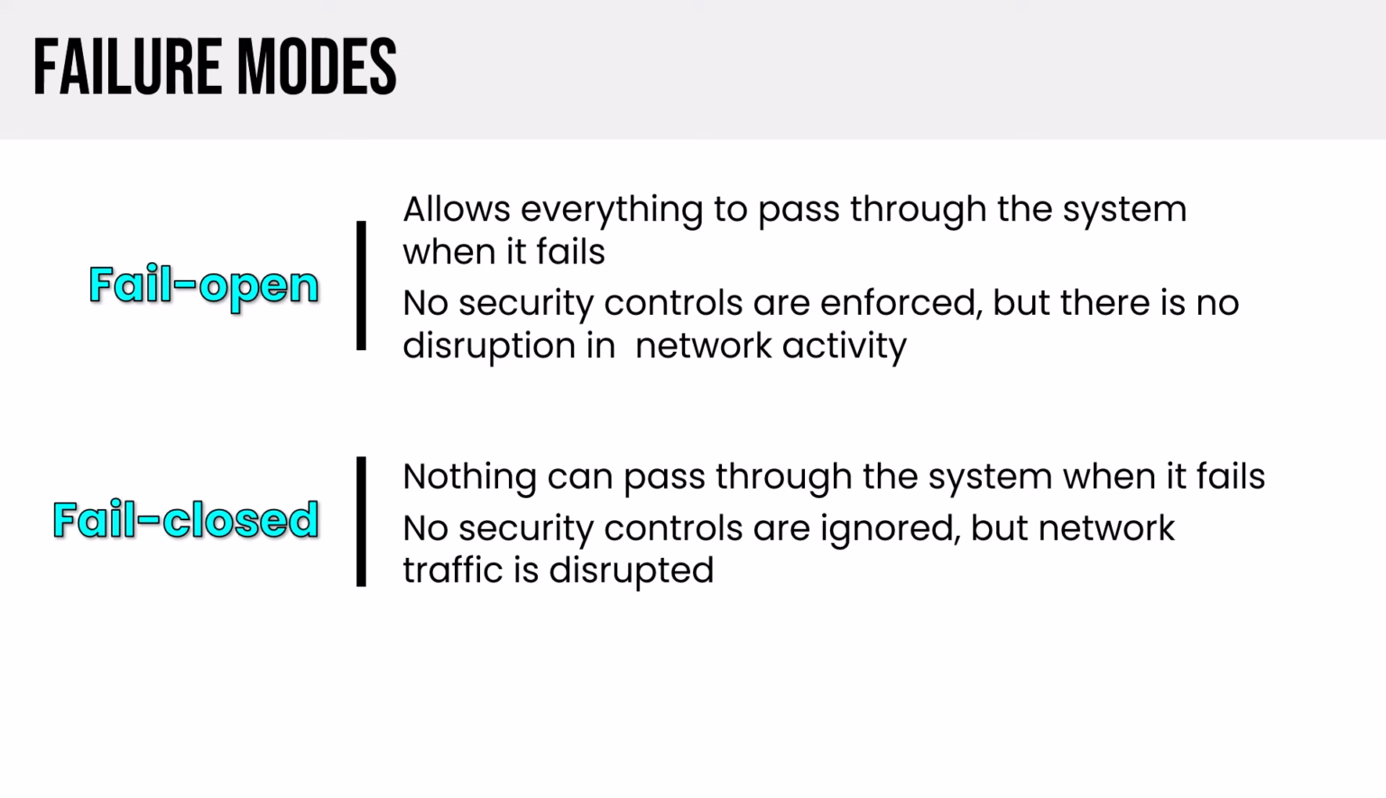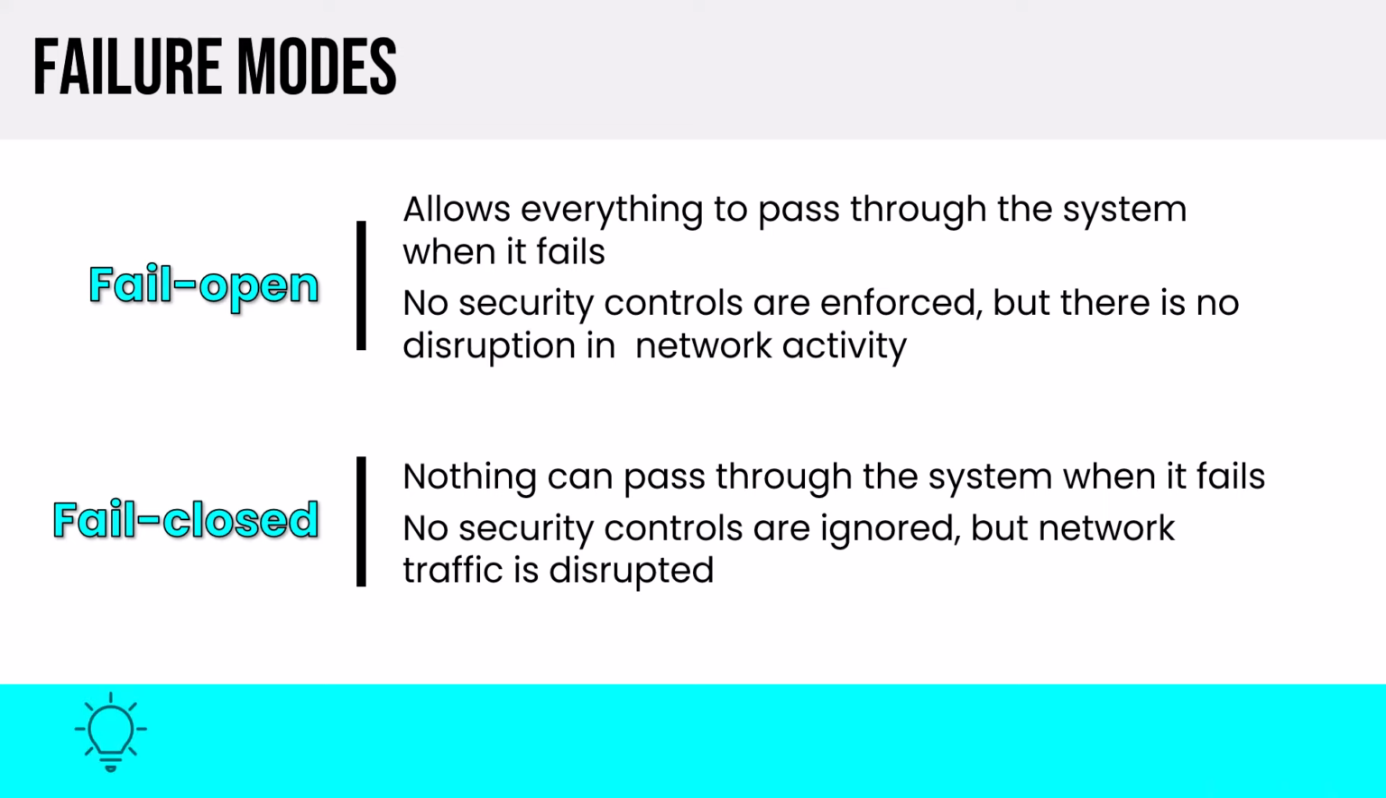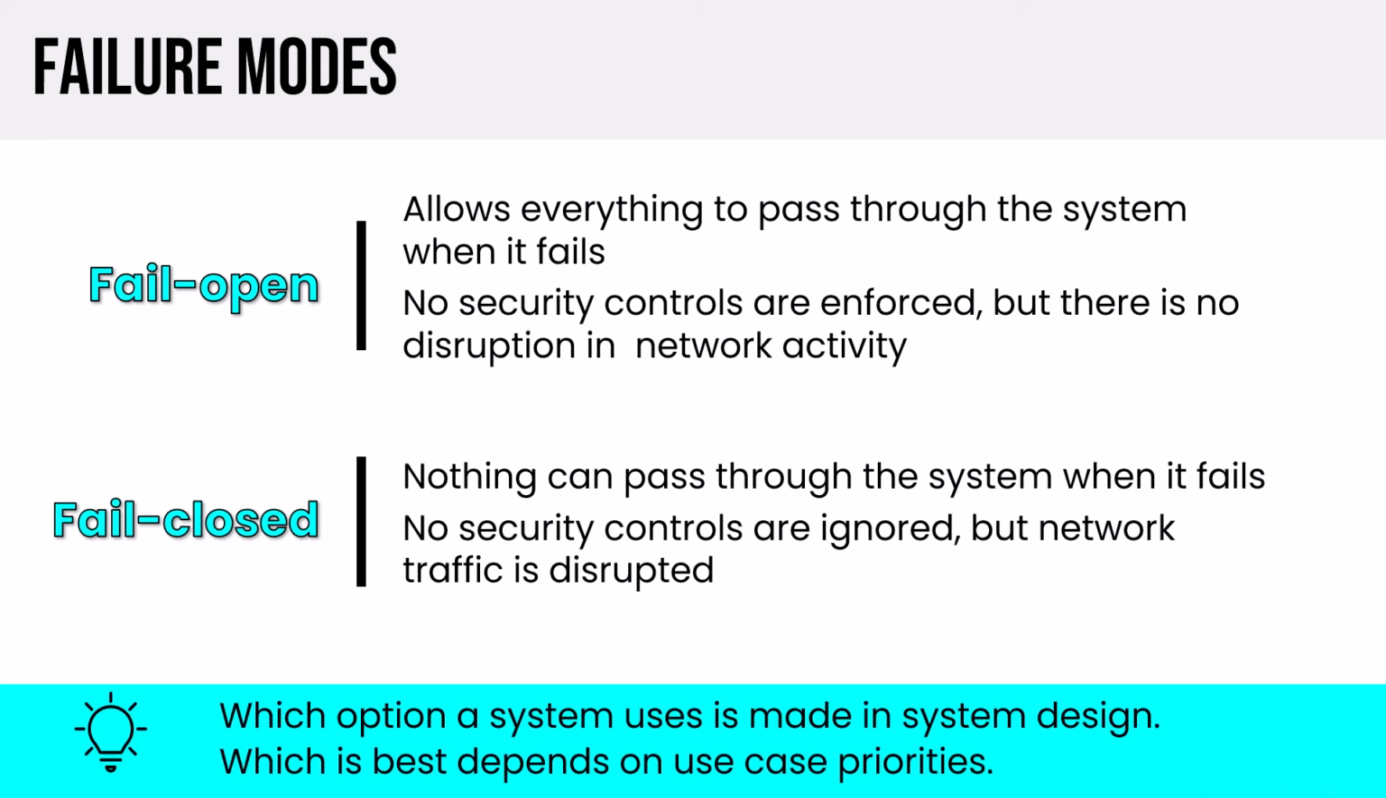So your first question might be, which option is best? Well, which option a system uses is made in the design phase, and which is best depends on use case priorities. For example, failing open would be good for an availability critical system, where availability is more important than enforcement of security controls. If failing open means temporary exposure due to lack of enforcement of security controls, but prevents some more severe consequence, then that's a good thing.